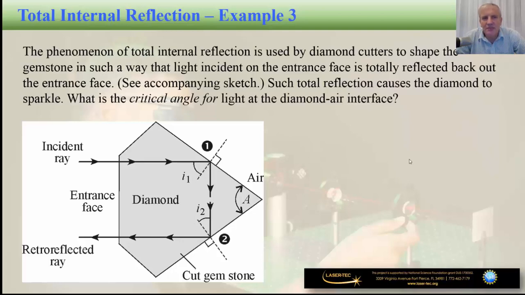So here's an example in which we are basically analyzing the phenomenon of total internal reflection used by the diamond cutters to shape the gemstone in such a way that the light incident on the entrance face is totally reflected back out the entrance face. You can see the picture here. Such a total internal reflection causes the diamonds to sparkle, and the question here is, what is the critical angle for light at the diamond air surface?